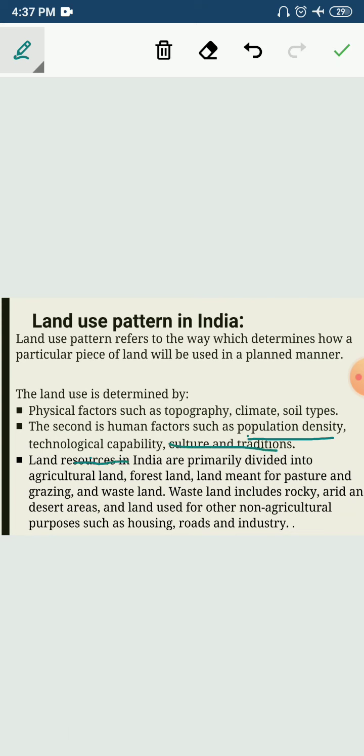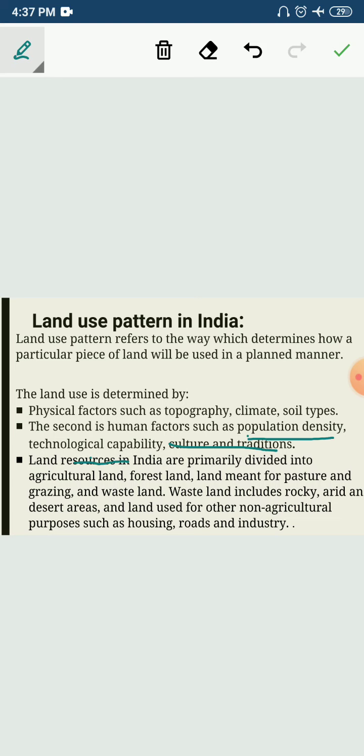So land resources in India are primarily divided into agricultural land, forest land, land meant for pasture and grazing, and wasteland. So wasteland includes rocky, arid and desert areas which cannot be used for agricultural purposes and for non-agricultural purposes such as housing, roads and industry.